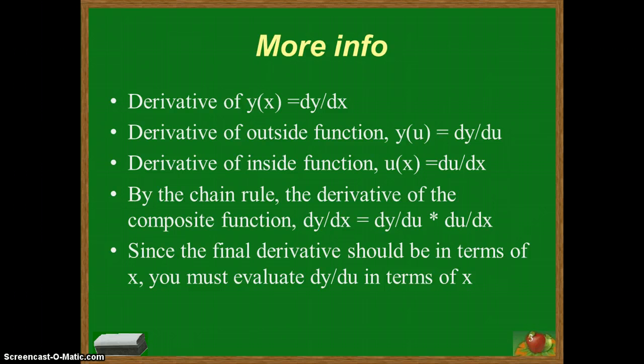By the chain rule, the derivative of the composite function, dy/dx, equals dy/du, the derivative of the outside function, times du/dx, the derivative of the inside function. Since the final derivative should be in terms of x, you must evaluate dy/du in terms of x when you're all done.